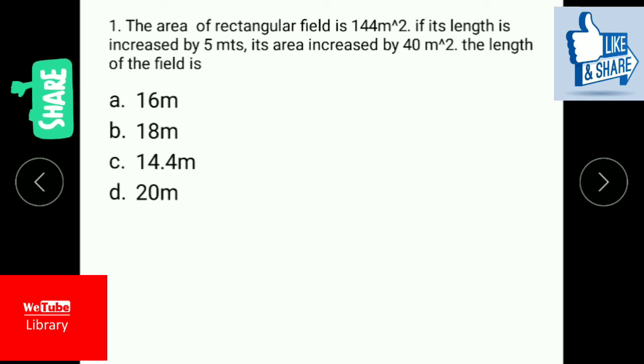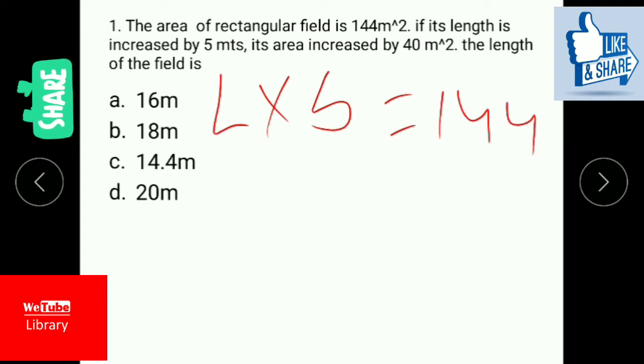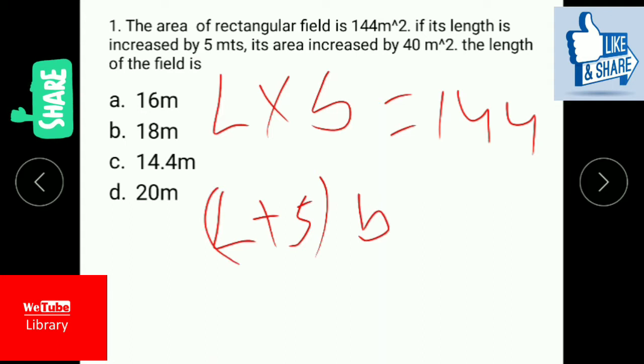The area of a rectangular field is 144 meters square, and if its length is increased by 5 meters, the area is increased by 40 meters square because of changing the length by 5 meters, and they are asking us to find the length of the field. So we know that length into breadth is equal to the area of the rectangle, which is 144 meters square, and if they increase the length by 5, the area becomes 184.